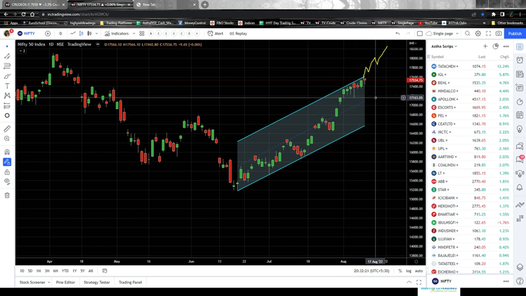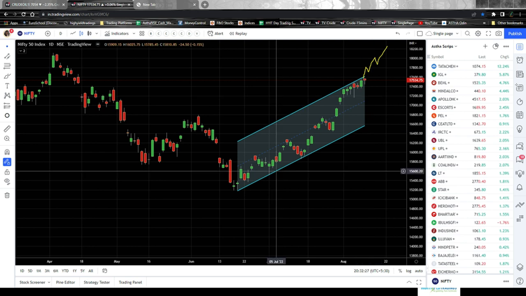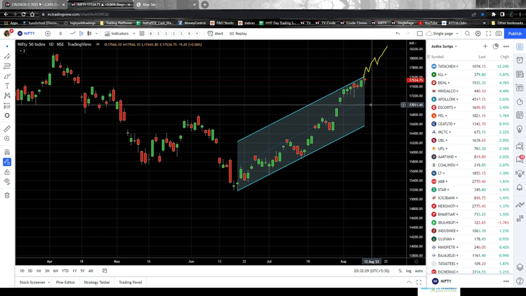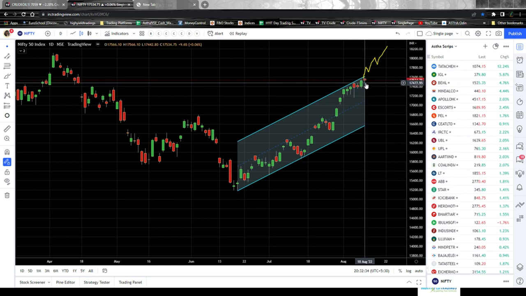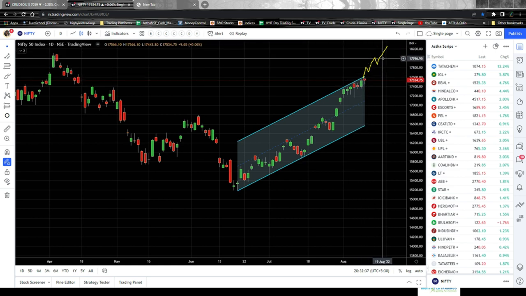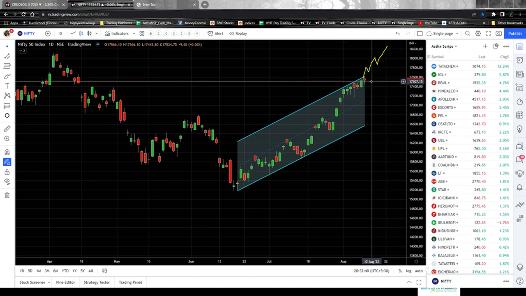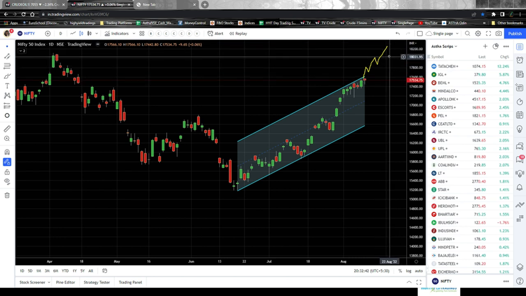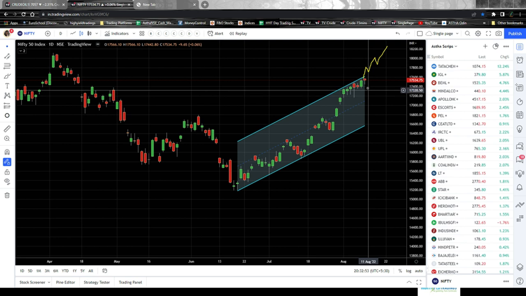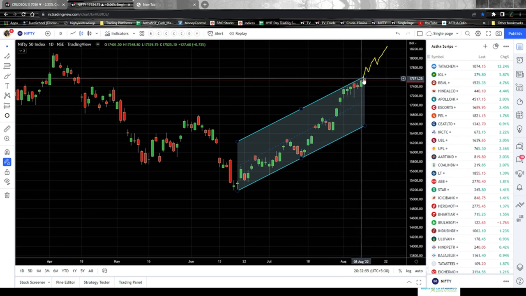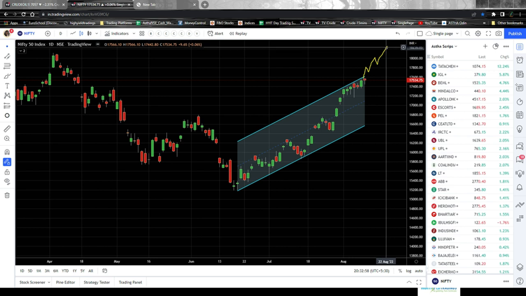Okay, now I was talking about redrawing or changing the trend line. Let me explain that real quick. Let's say that Nifty breached this particular trend line and moved up, as you see with the yellow lines here. Let's say on 30th of August, Nifty has reached this spot. So you have to redraw the trend line and take it up till 30th of August.